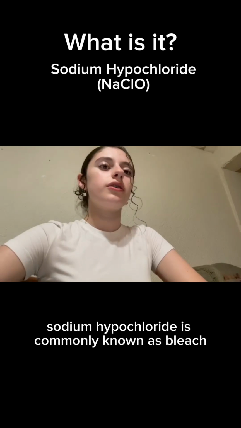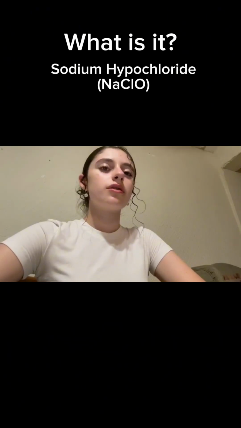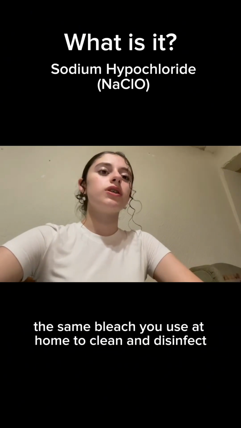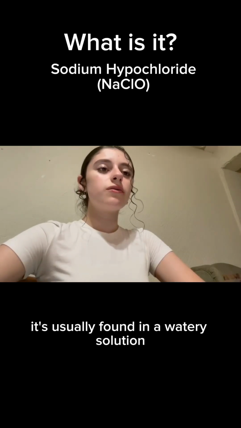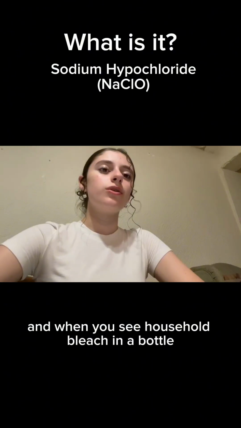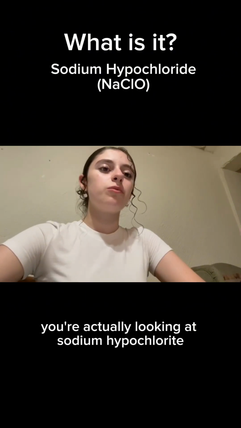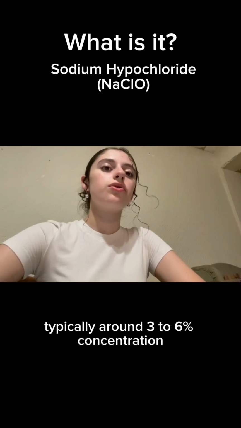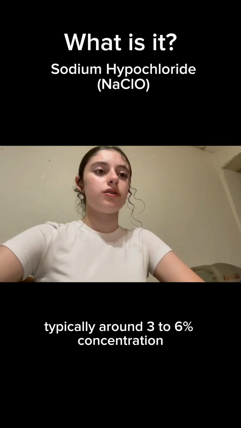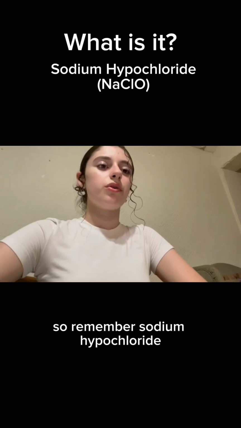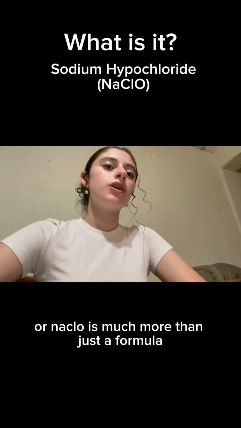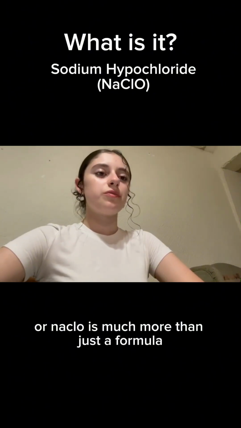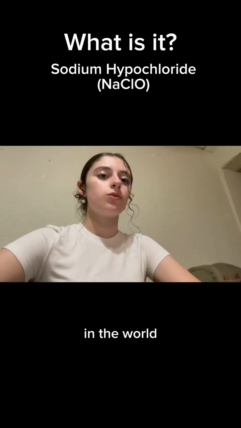Sodium hypochlorite is commonly known as bleach, the same bleach you use at home to clean and disinfect surfaces or whiten clothes. It's usually found in a watery solution, and when you see household bleach in a bottle, you're actually looking at sodium hypochlorite diluted in water, typically around 3 to 6% concentration. So remember, sodium hypochlorite, or NaClO, is much more than just a formula. It's one of the most common cleaning agents in the world.